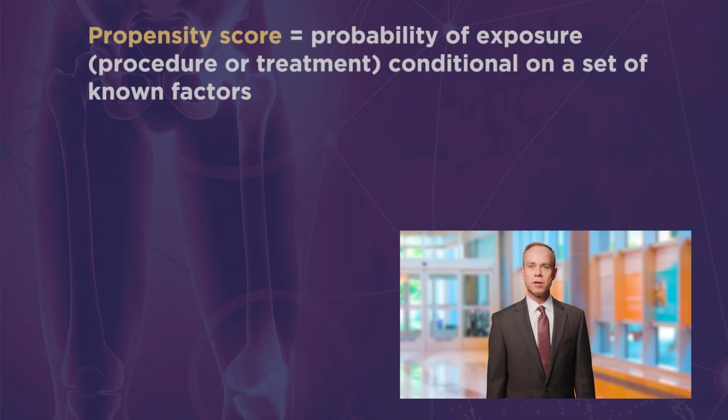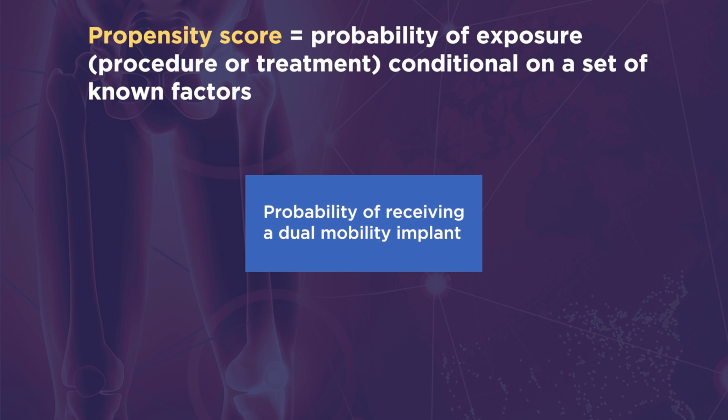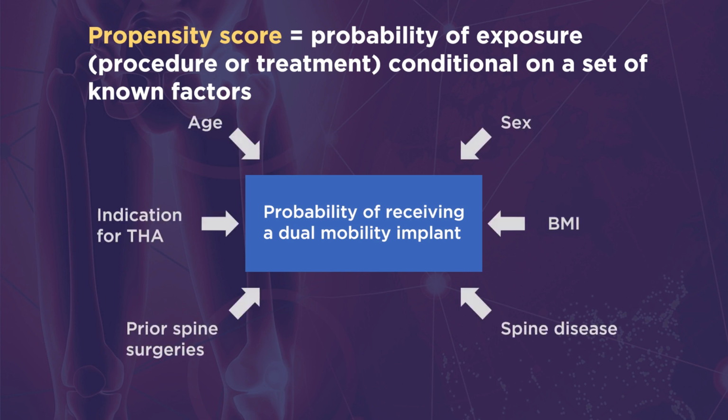A propensity score is a numerical value representing the probability that a given patient received a surgical procedure, medical intervention, or exposure based on a known set of characteristics. For example, consider a study comparing patients who underwent total hip arthroplasty using a dual mobility construct to patients who received a standard cup and liner. In this study, a propensity score would represent the probability that a patient received a dual mobility implant as opposed to a standard cup and liner based on patient characteristics and other factors known at the time of surgery.